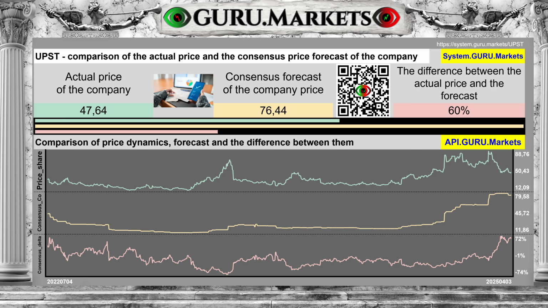The company's current stock price is approximately $47.64. The consensus price estimate for the company's shares is approximately $76.44. The difference between the actual price and the consensus forecast is approximately 60%.